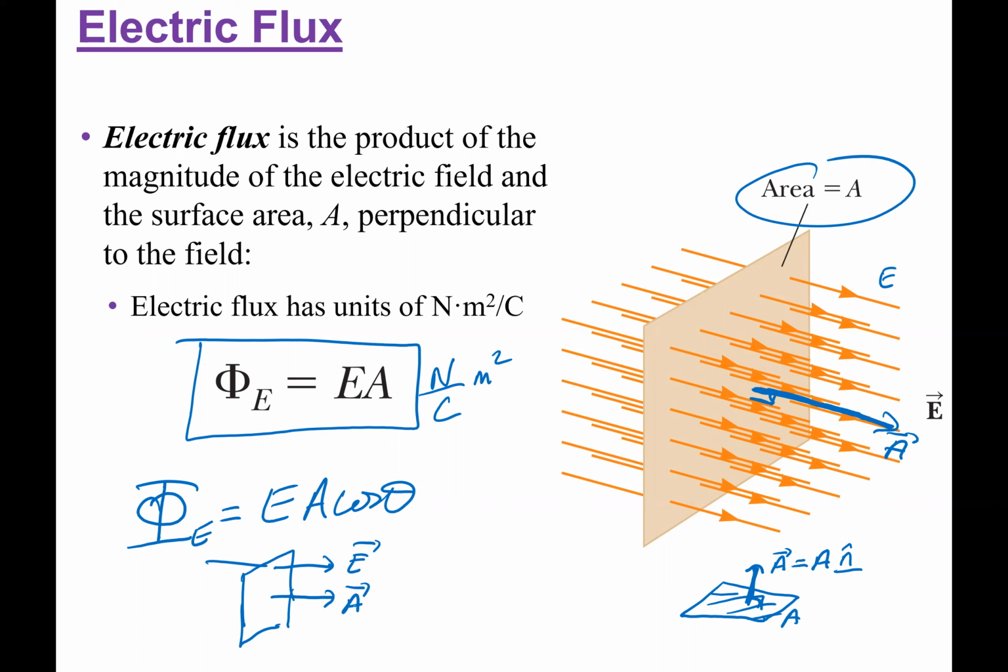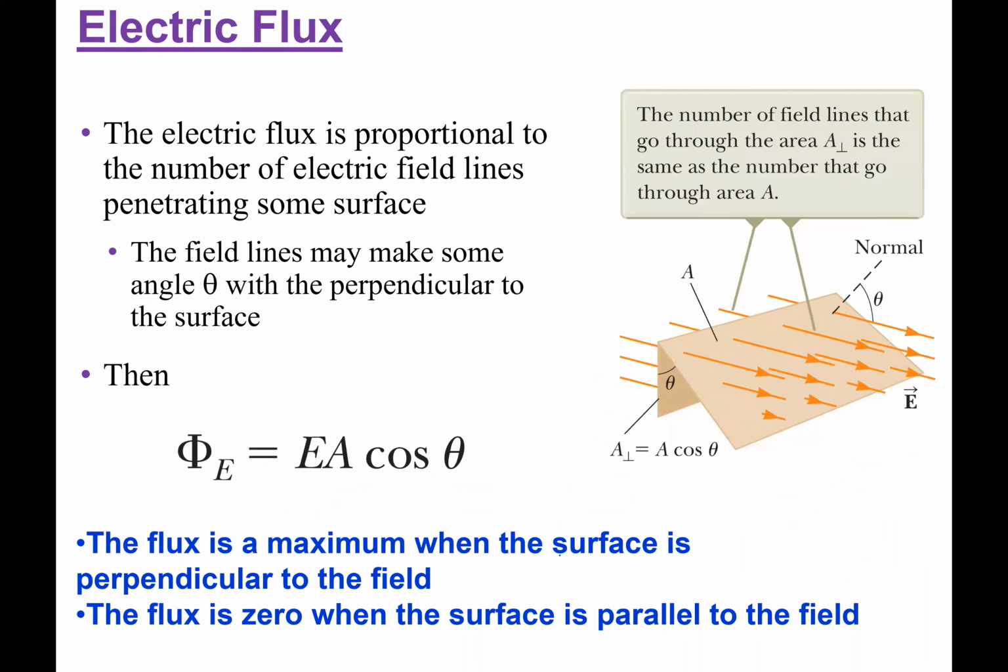Then the flux is the magnitude of vector E times the magnitude of vector A, and the magnitude of vector A is just the area itself, right? Then the cosine of theta between them. Now both of them are in the same direction, so here theta is 0 degrees. So then this just becomes EA, which is basically this picture over here. But we can also have where the orientation changes. That means right now, this is my vector A.